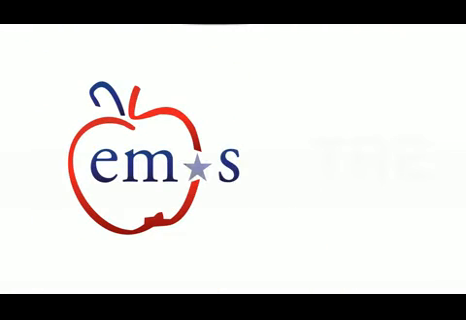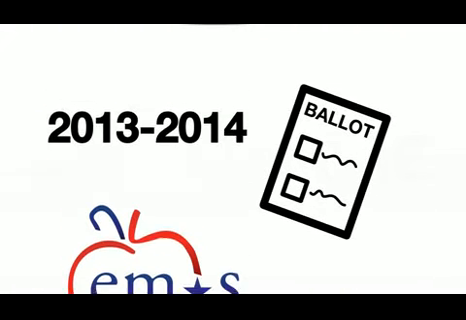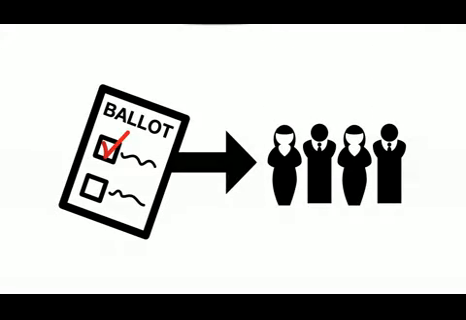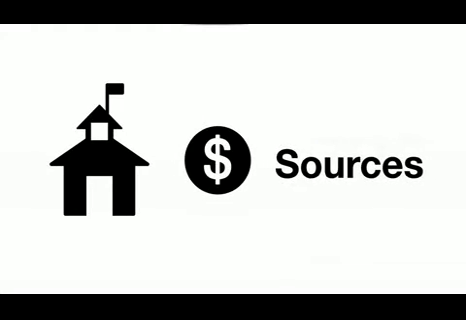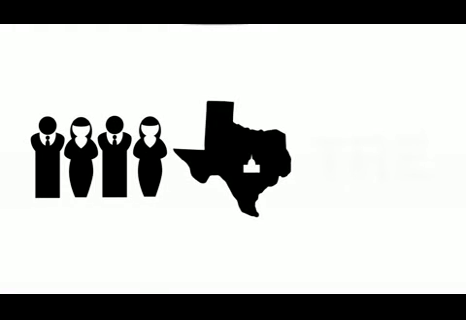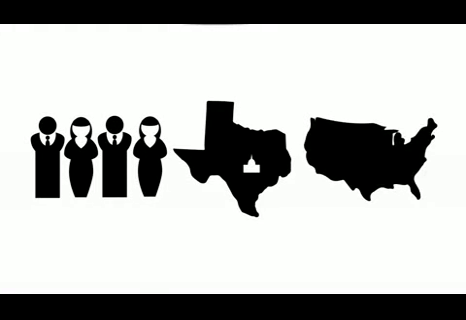Eagle Mountain-Saginaw ISD has proposed changes to the tax rate for the 2013-2014 school year that will require voter approval. It is important to note that this means a restructuring of the tax rate, but not an increase in the tax rate. School districts are funded through a combination of sources: local taxpayer dollars, state funding, and federal funds.